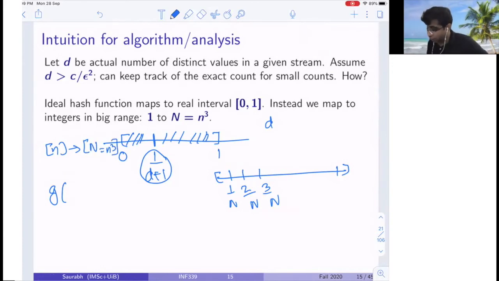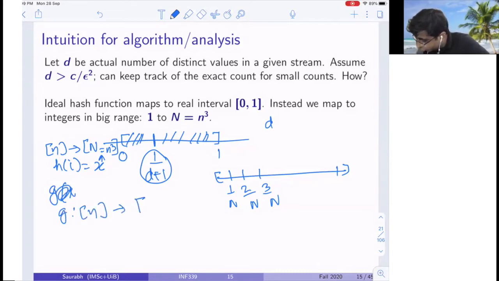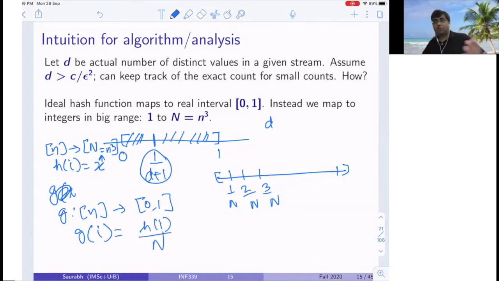Okay, so how could we have done this? Look, what does H of I map to? Suppose H of I maps to some X in n to the power k. So we could have defined another function G from n to [0, 1] as follows. You take G of I to be H of I divided by n. So now you have scaled everything down between 0 and 1.